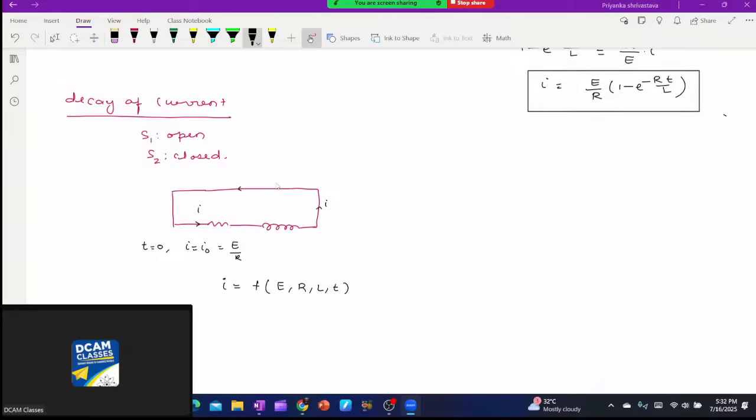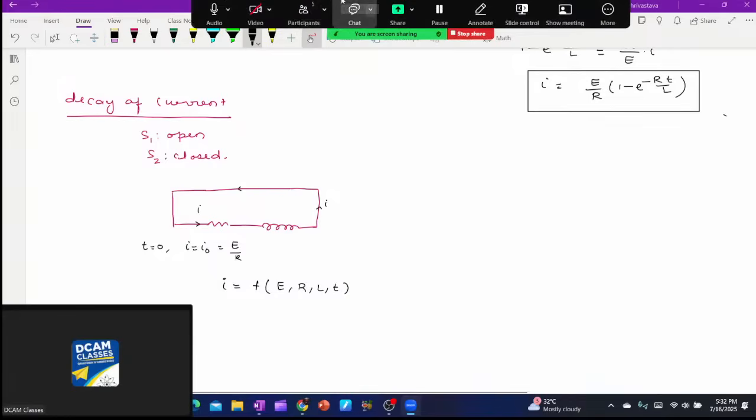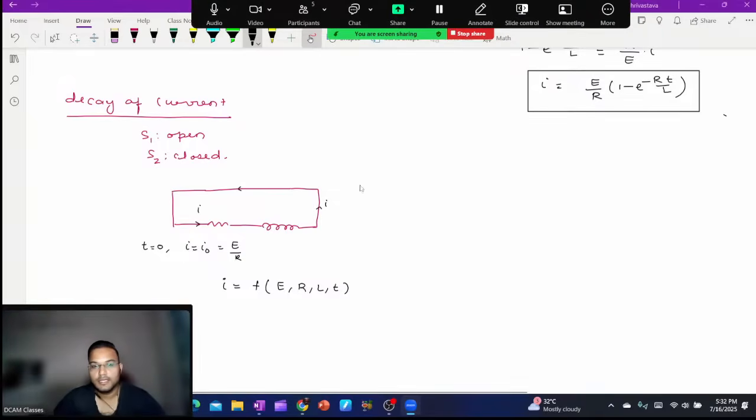Sir, I is equal to E by R into e power minus Rt by L. Very good. The equation that will form is IR plus L di by dt is equal to 0. You will integrate it easily then. Minus L by R di by I will be equal to dt.